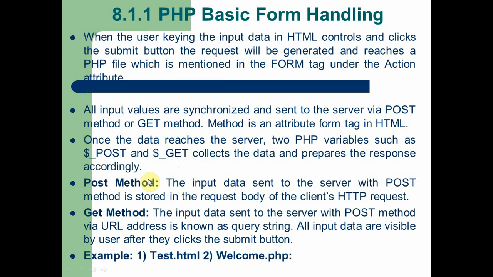So what is the difference between the post method and the get method? The input data sent to the server with the post method is stored in the request body of the client's HTTP. So all the data are stored in the request body of the client's HTTP, whereas with the get method, the input data sent to the server via the URL address is known as the query string. So all input data are visible to the user after they click the submit button. So all the data sent by the get method are sent through the URL.